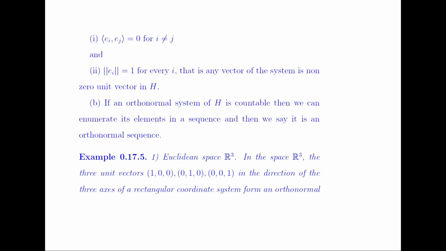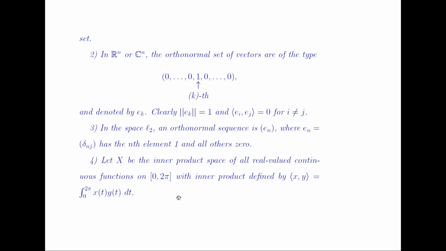If the orthonormal system of H is countable, then we can enumerate its elements in a sequence, and then we say that it is an orthonormal sequence. For example, in the Euclidean space R^3, the three unit vectors are (1,0,0), (0,1,0) and (0,0,1), represented as e1, e2 and e3. These, along the three axes of the rectangular coordinate system, form an orthonormal set.